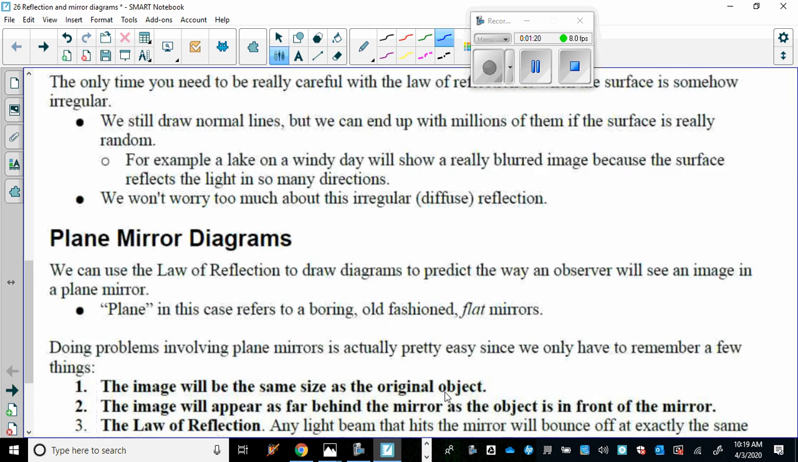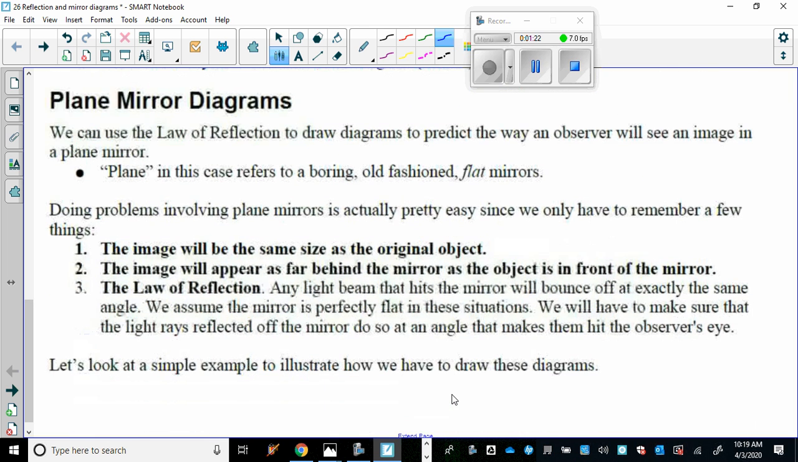Okay, you can read on that, and then we go to plane mirror diagrams. A plane mirror is very simply a flat mirror. Pretty much every mirror that you have in your house is probably going to be a plane mirror. When you go to look in the mirror in your bathroom, it's a plane mirror, it's flat. And if you look in that mirror, there are some characteristics associated with the image that you see in the mirror. And those are as follows.